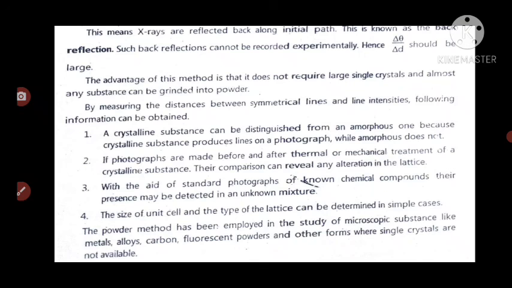First point: a crystalline substance can be distinguished from an amorphous one, because a crystalline substance produces lines on a photograph while an amorphous one does not. So first we need to distinguish whether a material is crystalline or amorphous by nature.